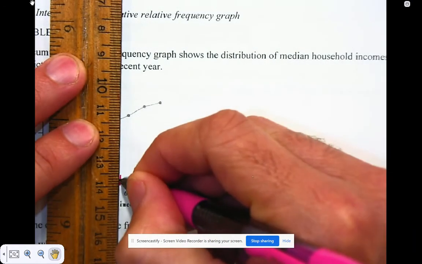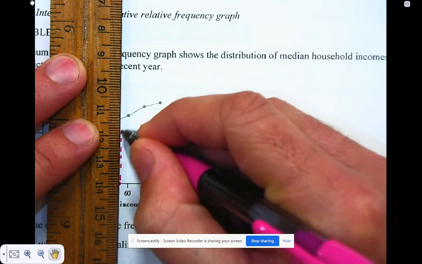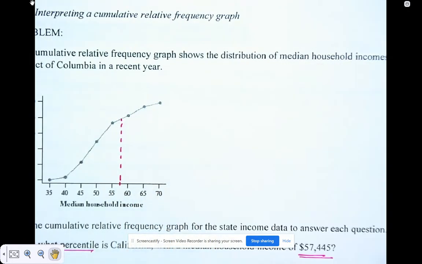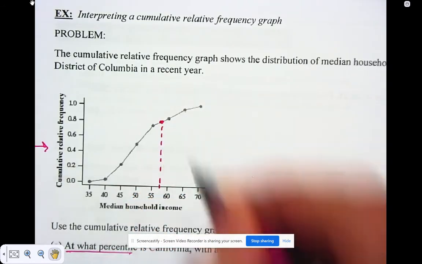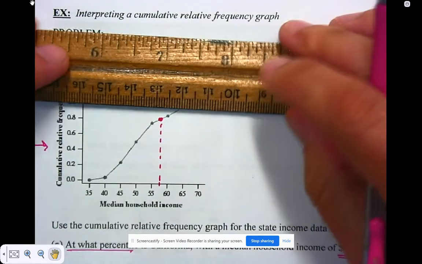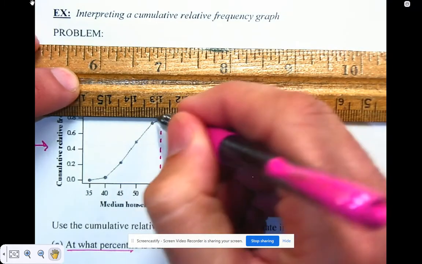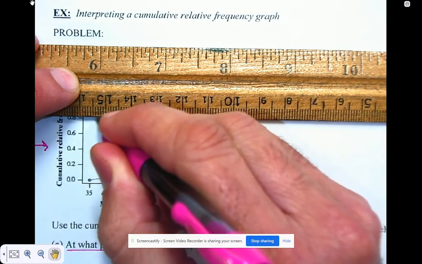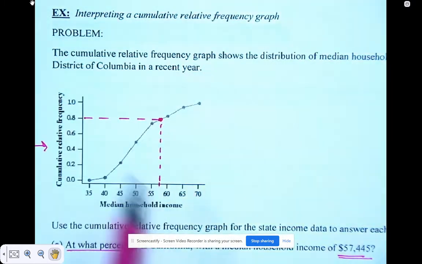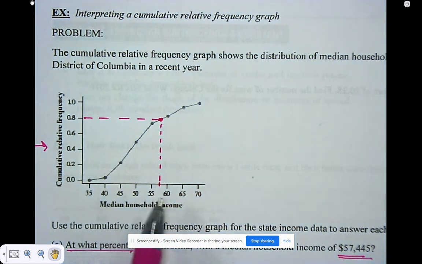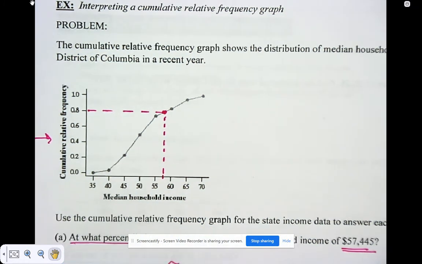They sometimes call this an ogive graph, which is really weird. It's very simple to use. You go straight up from your income value, and it hits the graph right here. And if you go straight over from there to the y-axis, it will tell you at what percentile that median income is. So you would say approximately 80th percentile.